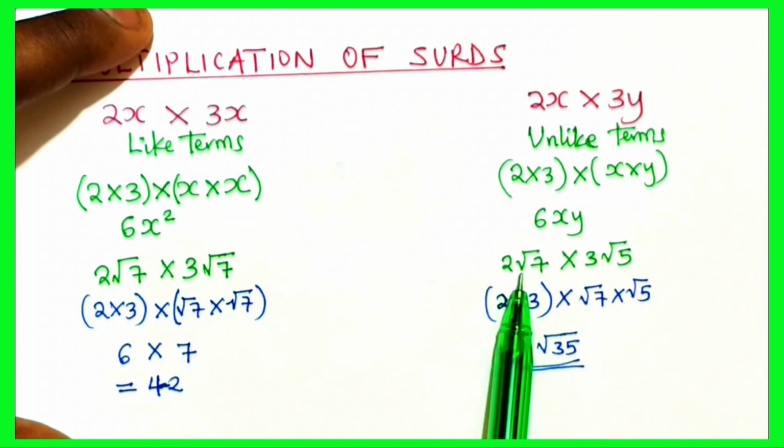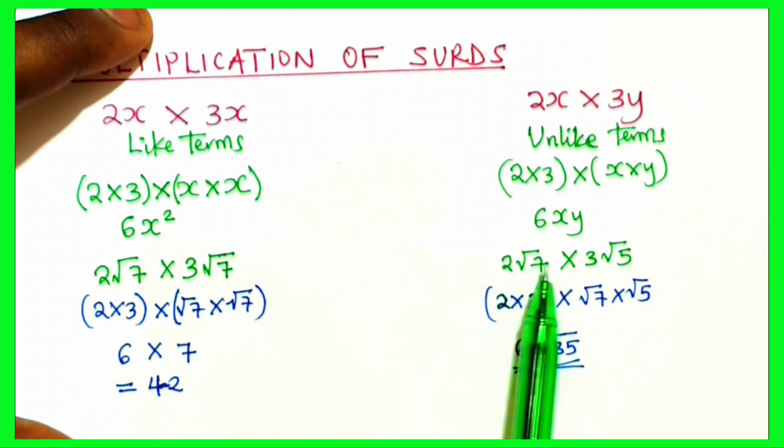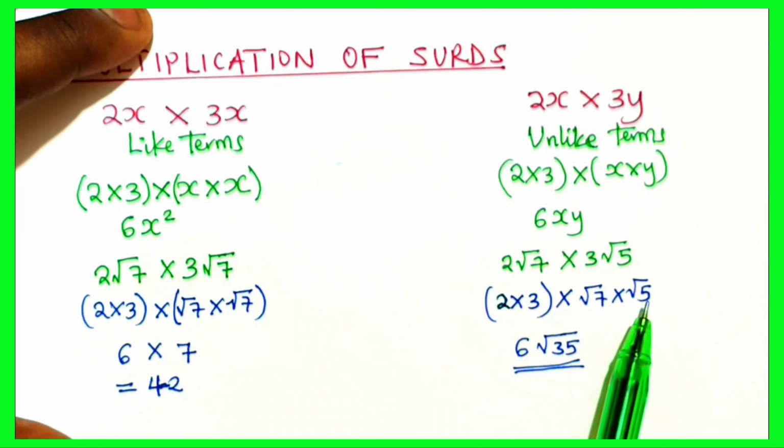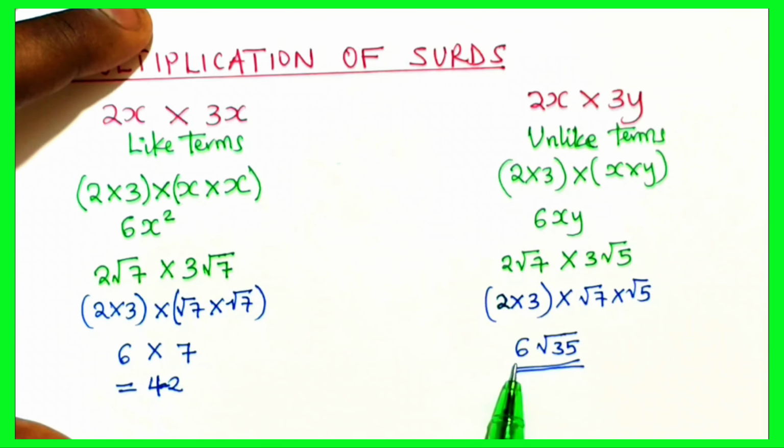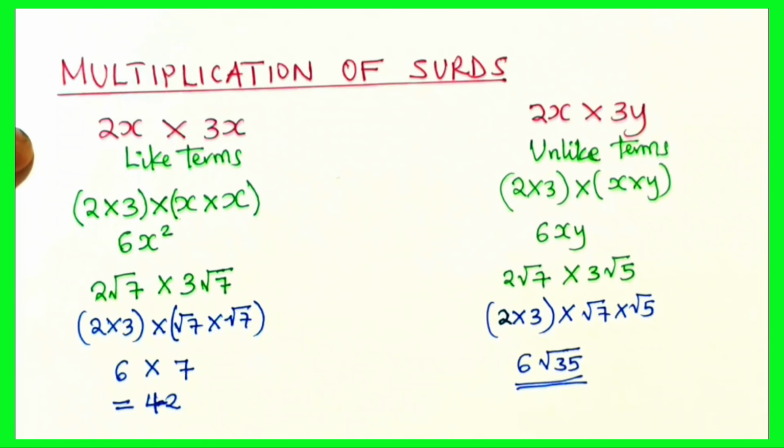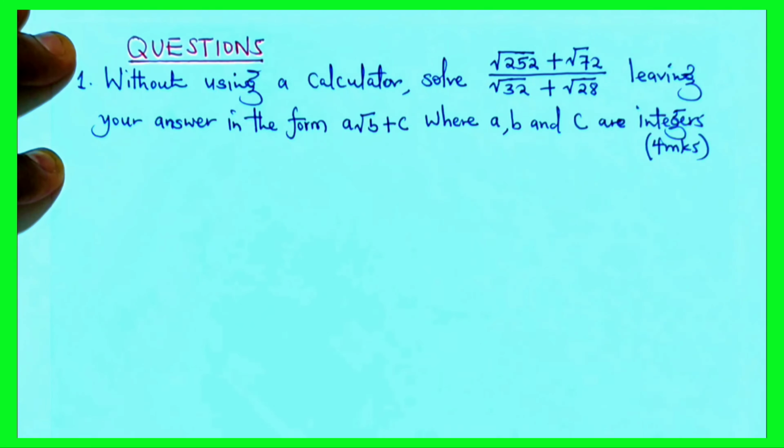When it comes to surds, it's the same thing that applies. Assuming that x is root 7 and y is root 5, we end up having 2 multiplied by 3, that is the multiplication of the coefficients, and then the multiplication of surds separately to end up with 6 root 35. And then when it comes to division of surds, rationalization of the denominator will take care of that. Let's consider the following questions.